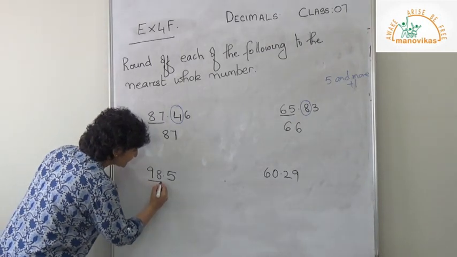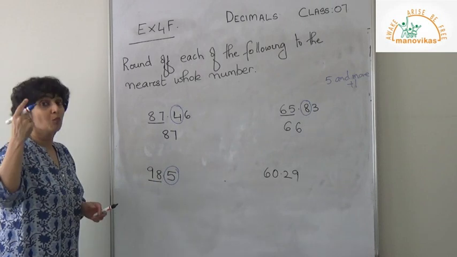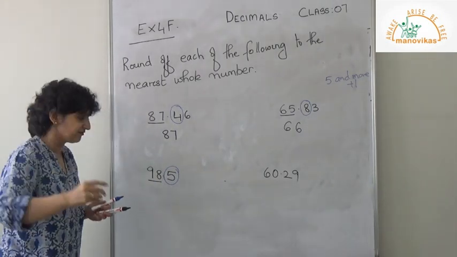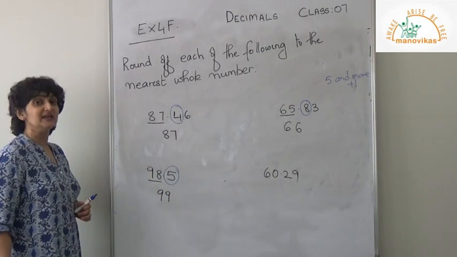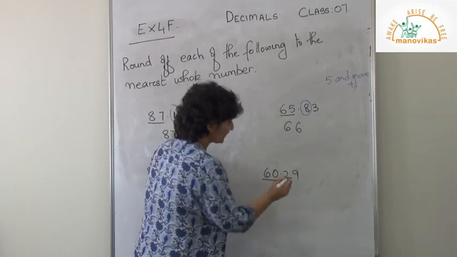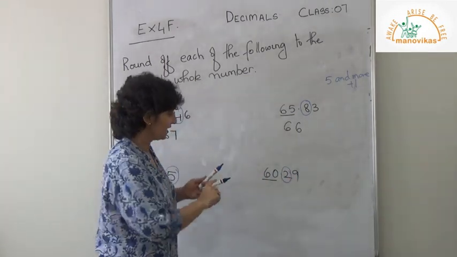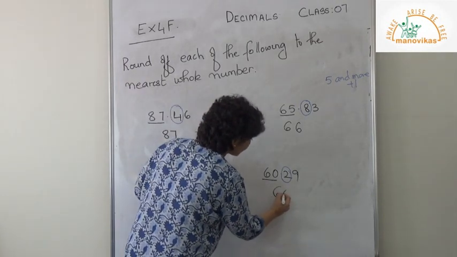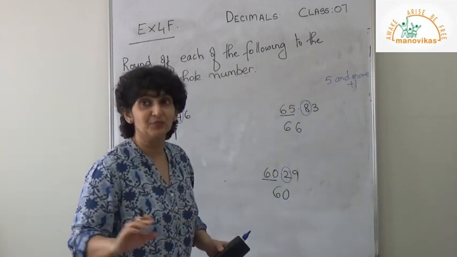Let's come here. I have 98. And what do we have here? 5 or more. Again 5 and more than 5. So plus 1. This becomes 99. Now here I have 60. After the decimal it is 0.2. Less than 5. So this remains 60. Is it clear? We'll work out another few examples.